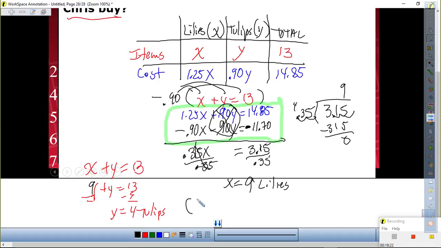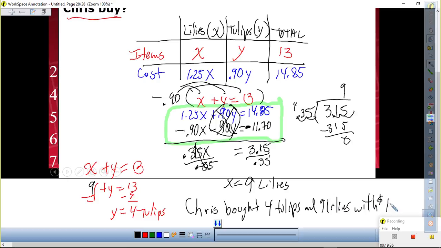So, Chris bought 4 tulips and 9 lilies with $14.85. Thank you. Boom. Fairly simple? Yes, Mr. Q, we love these.